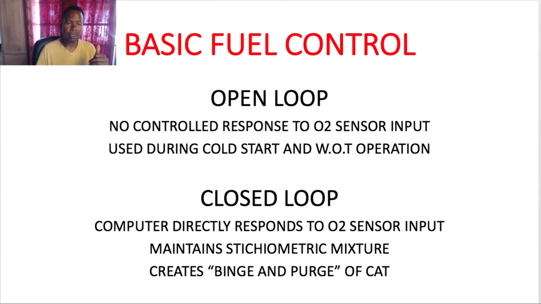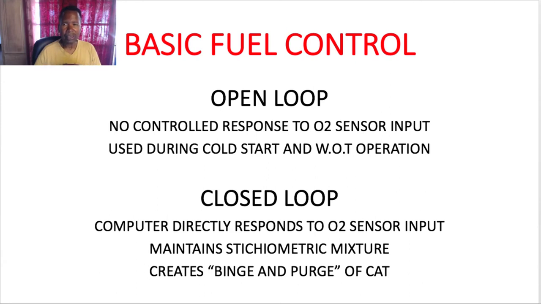Open loop: no control response to the O2 sensor input. It is used during cold start and wide open throttle. So at wide open throttle, deceleration, and cold start, the fuel goes in open loop. Closed loop: the computer directly responds to O2 sensor input. It maintains a stoichiometric mixture and creates a binge and purge of the catalytic converter.